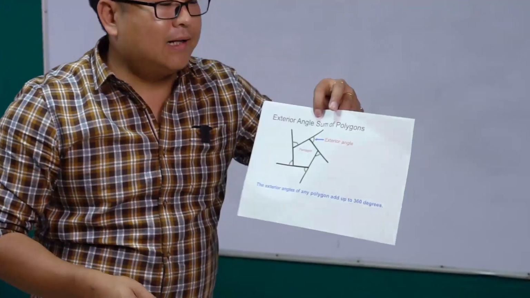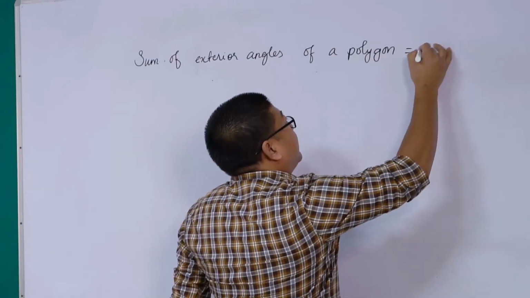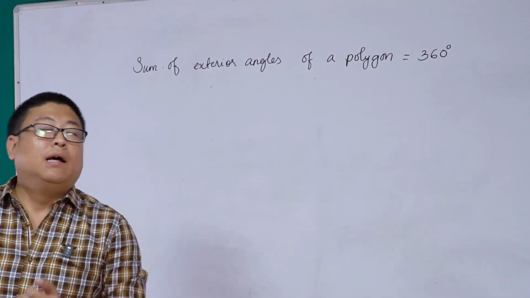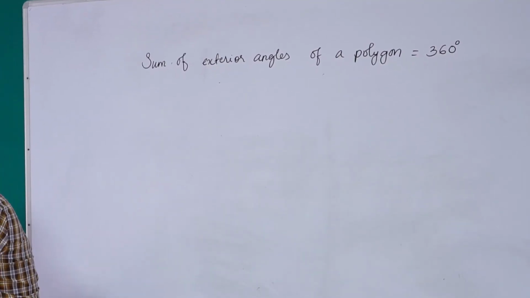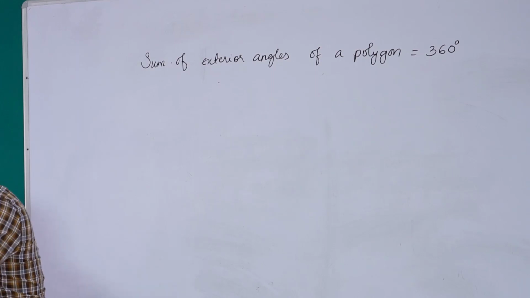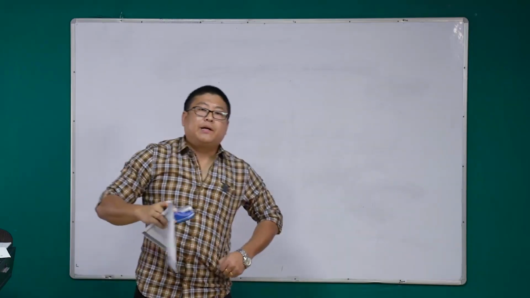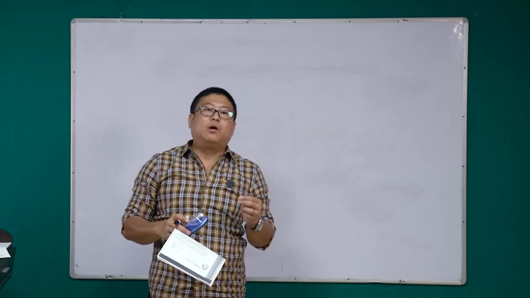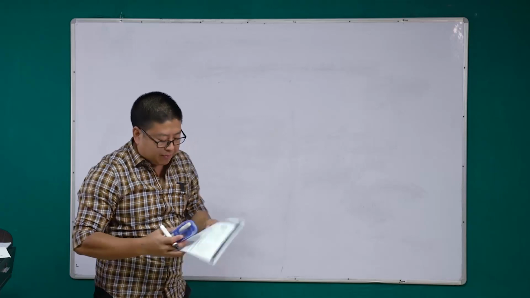Now, this angle sum property states that when you add the exterior angles, you should get a total of 360 degrees, irrespective of the number of angles. Now, with this, we will start with the next exercise. The next exercise is basically very simple. I hope it is clear. Let me repeat it again. The sum of the exterior angles of a polygon will always add up to 360 degrees. Please keep that in mind.